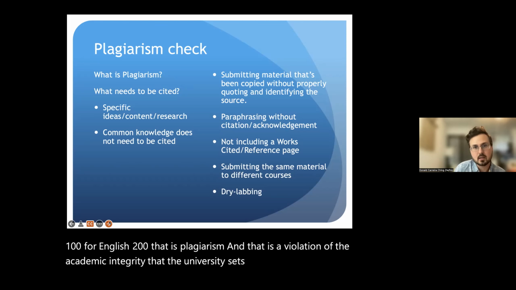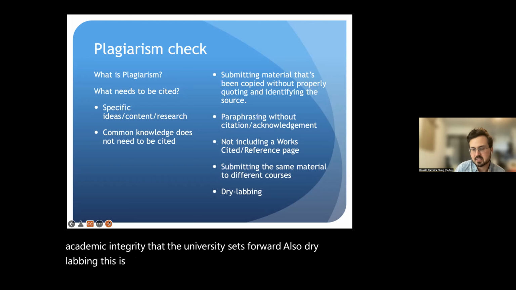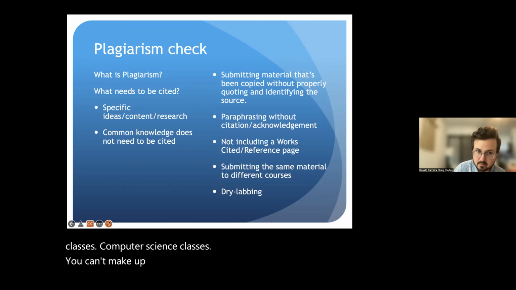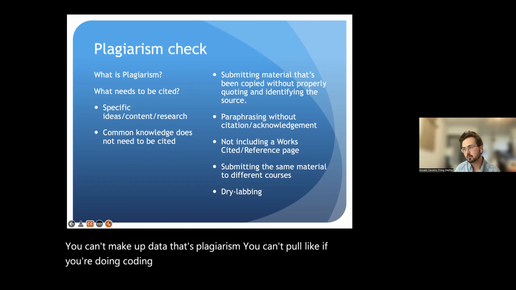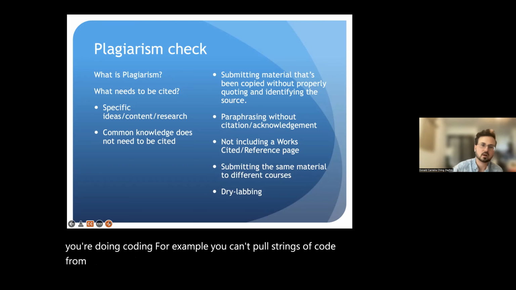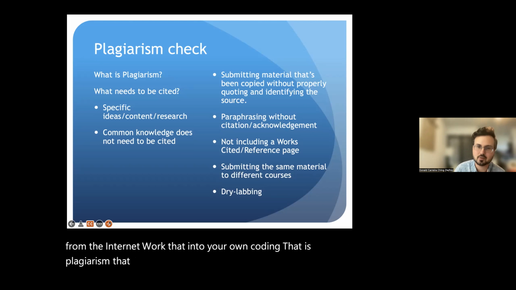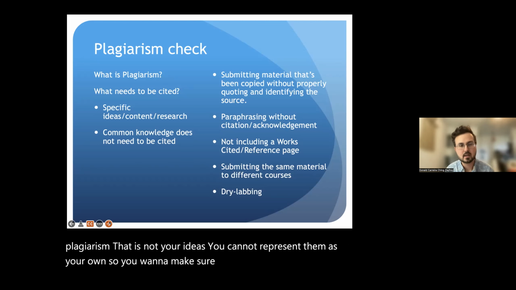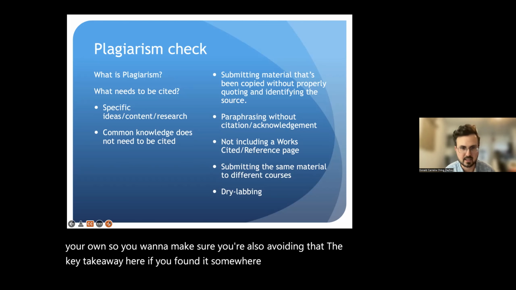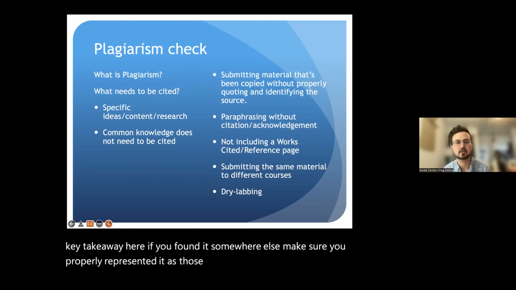Also, dry labbing. This is something that oftentimes happens in science classes, computer science classes. You can't make up data, that's plagiarism. If you're doing coding, for example, you can't pull strings of code from the internet and work that into your own coding. That is plagiarism. That is not your ideas. You cannot represent them as your own. So you want to make sure you're also avoiding that. The key takeaway here: if you found it somewhere else, make sure you properly represent it as those individuals' ideas rather than your own ideas.